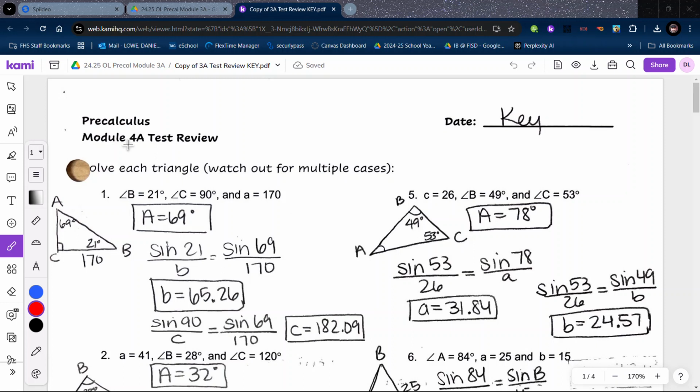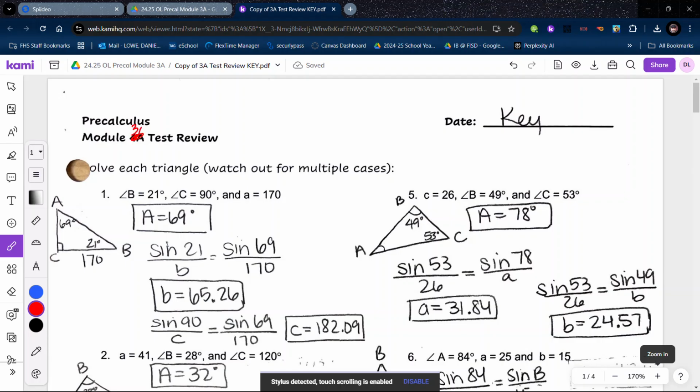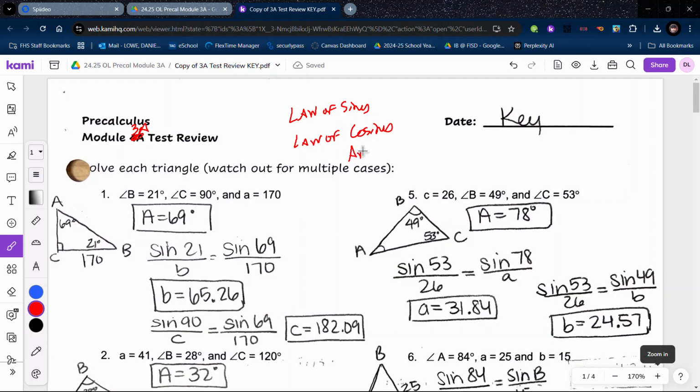In this video, we're going to be looking at the Module 3A test review for on-level pre-calculus. We're going to be doing the law of sines and the law of cosines. We're going to be working with the area formula of 1/2 ab sine theta. And as well, we'll be working with vectors and we'll be working with navigation.